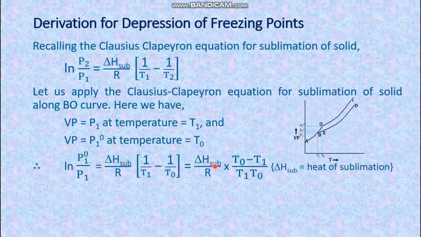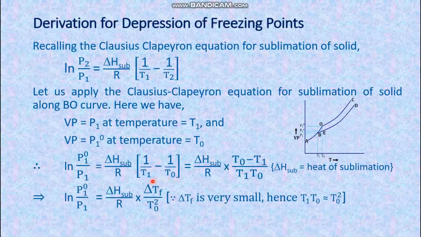And on processing this equation we find the difference here, T0 minus T1. T0 is greater than T1, so T0 minus T1 is a positive quantity, and that is actually delta TF, that is depression of freezing point. So here in place of T0 minus T1 we are writing delta TF. And here in place of T1 T0 we have made the approximation, since the difference is very little, so T1 into T0 is almost equal to T0 squared.